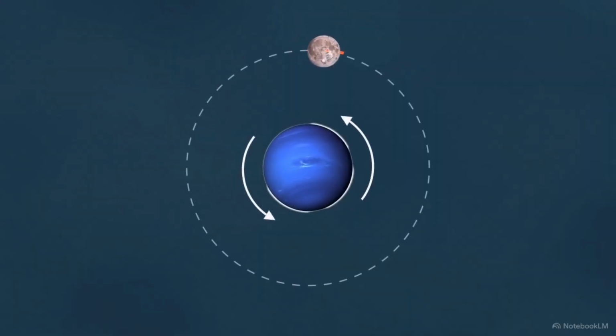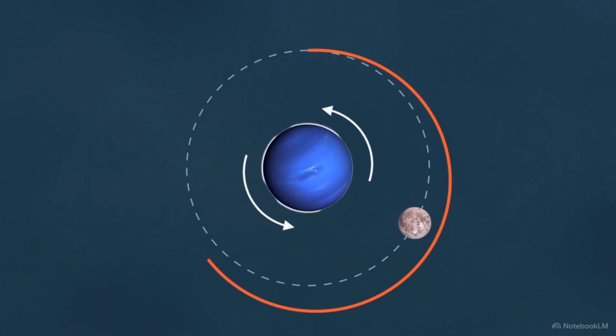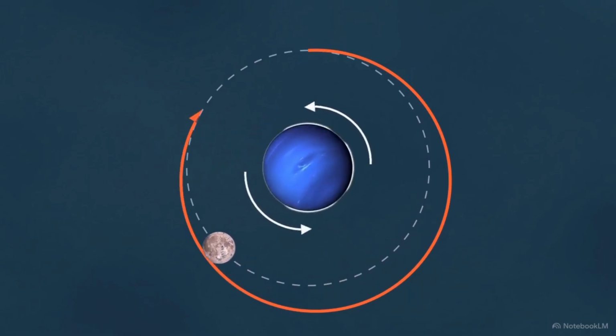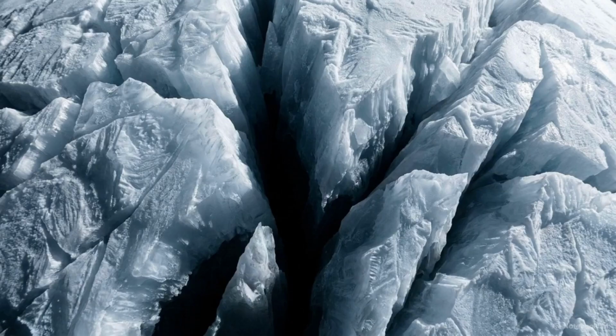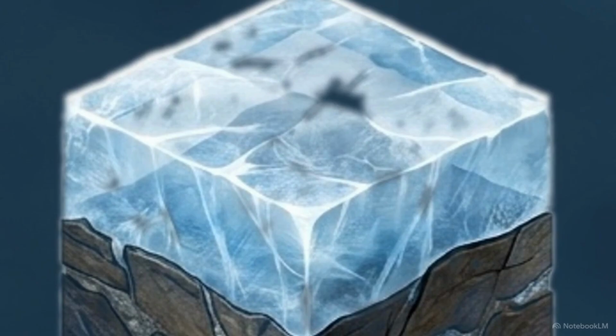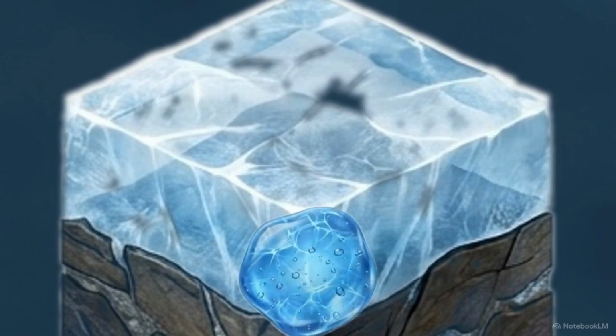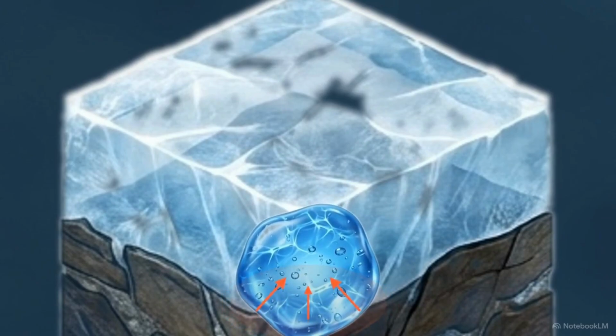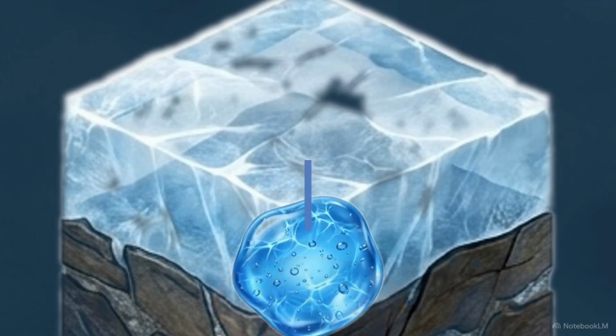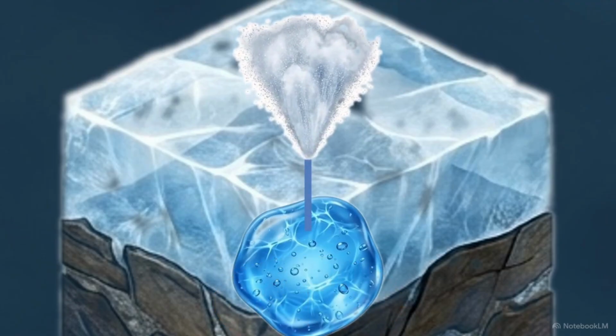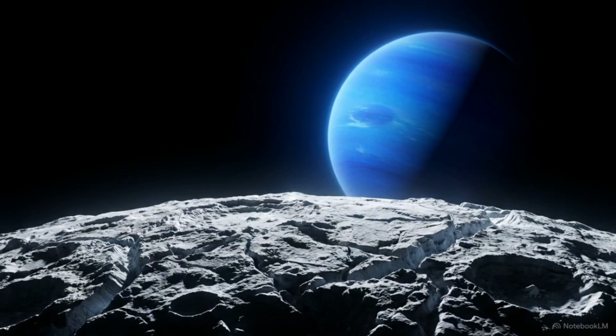Triton is locked in a retrograde path, meaning it orbits in the exact opposite direction of Neptune's rotation. The moon's geology consists of a deeply frozen crust of nitrogen and water ice. This crust is subject to cryovolcanism. Subsurface pressure forces liquid nitrogen upward until it breaches the surface as a geyser. These eruptions shoot massive plumes of freezing gas high into the vacuum of space. Between its backward orbit and active ice geysers, Triton remains as scientifically baffling as the planet it circles.